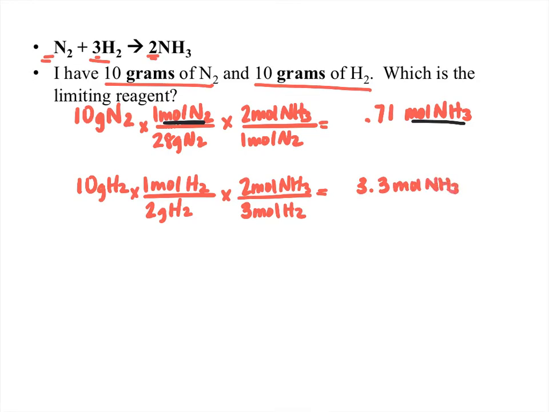Now I have two different answers, both with the same unit. The smaller answer is what I'd actually be able to produce. Why am I actually able to produce only the smaller amount? Because the nitrogen, the 10 grams of nitrogen, is going to run out first. Therefore, for this question, which is the limiting reagent? The 10 grams of nitrogen are the limiting reagent because it gave us the fewest moles of product.